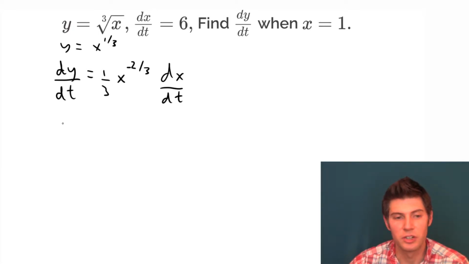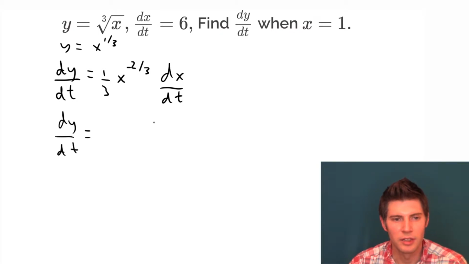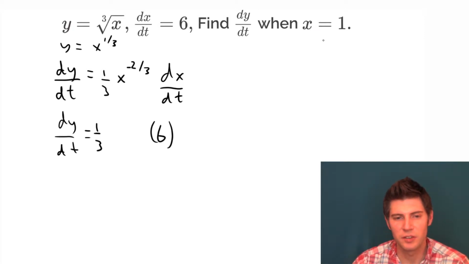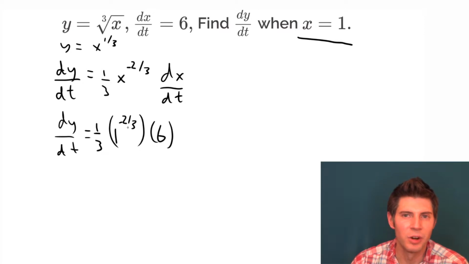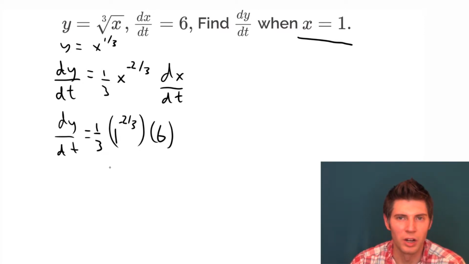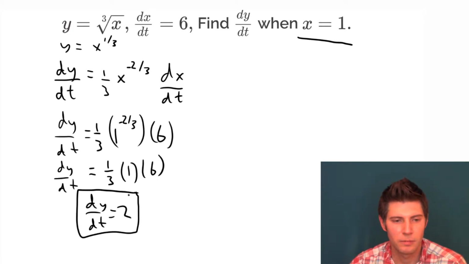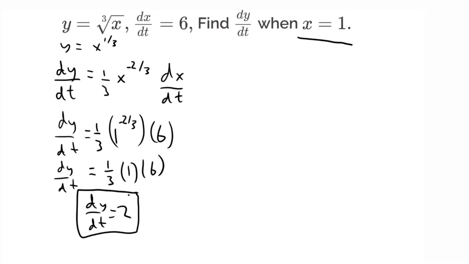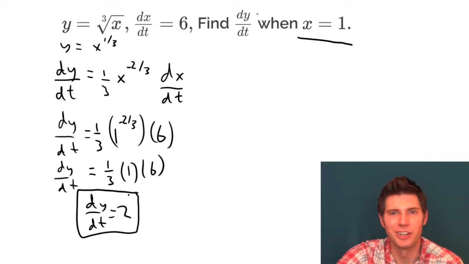Now once again, we're solving for dy dt. And then dx dt we know is 6. And then the 1/3 is still here. And then specifically we're solving for when x equals 1. So we can just plug in a 1 for the x. 1 to any power is going to be 1. This is just 1/3 times 1 times 6. 1/3 times 6 is 2. And that's the answer to the question. Let's do the next one.